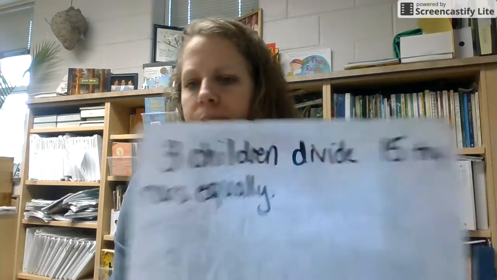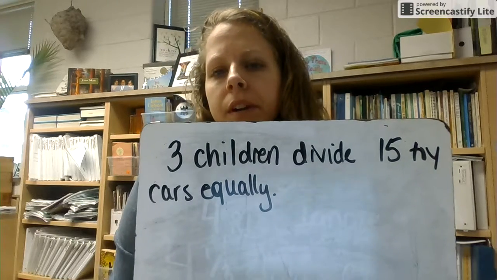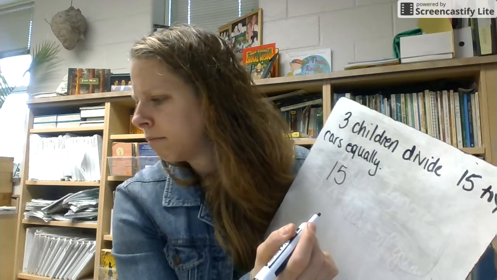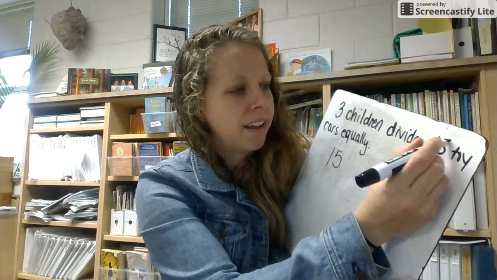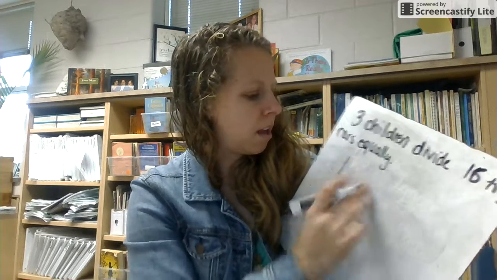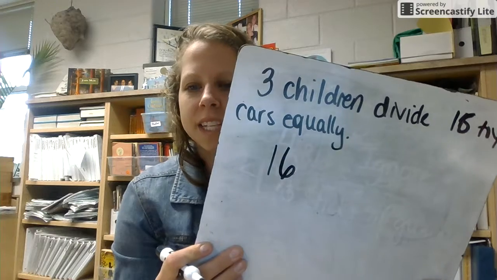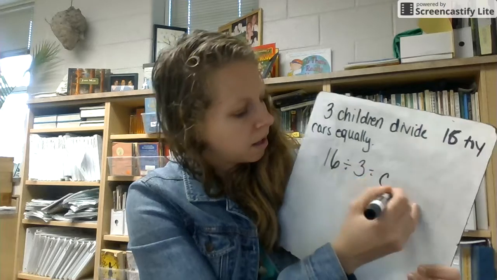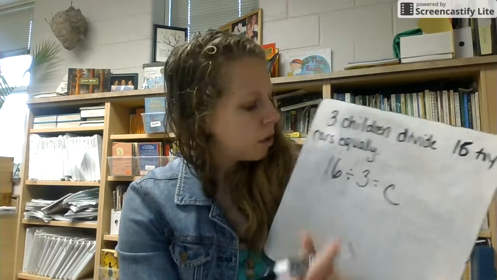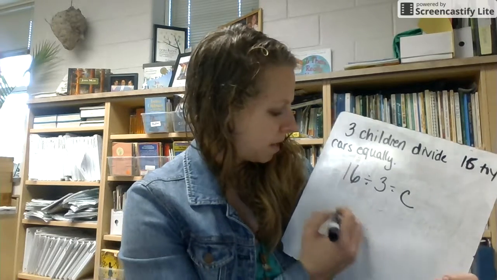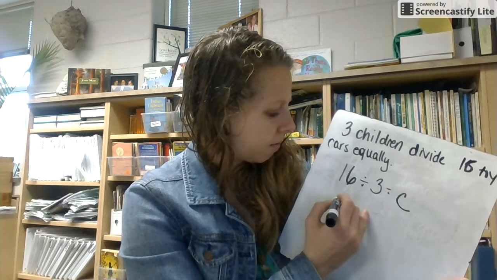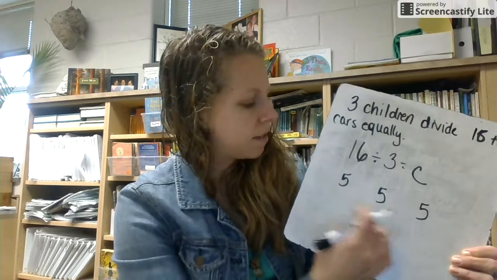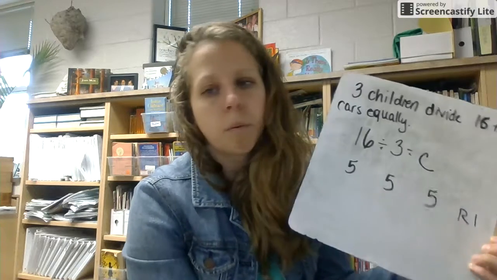So here's our next question. 3 children divide 15 toy cars equally. So we have 15 kids. Sorry, it should be 16. I don't want it even today, right? I need to have my remainder to make sense. So we have 16 toy cars divided by 3 children. So 16 divided by 3, and we want to figure out what C is. So we divide these 16 cars 3 ways, and everyone ends up getting 5 cars. So kid number 1 gets 5, kid number 2 gets 5, kid number 3 gets 5. So 5, 10, 15. And we have a remainder of 1 car.